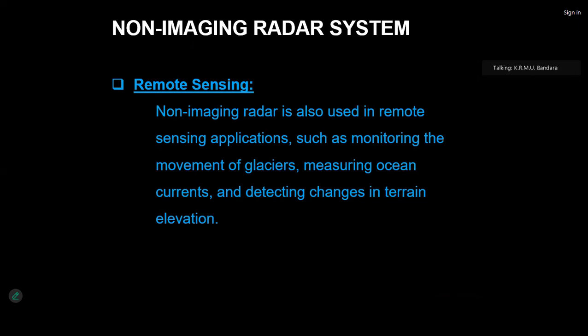Okay, there are different kinds of sensors we are using in the satellite system, using microwaves to identify other parameters necessary for the satellite's movement. Non-imaging radar is also used in remote sensing applications such as monitoring the movement of glaciers, measuring ocean currents and detecting changes in terrain elevation as well. In addition to height determination, some other sensors are used to identify different kinds of things.